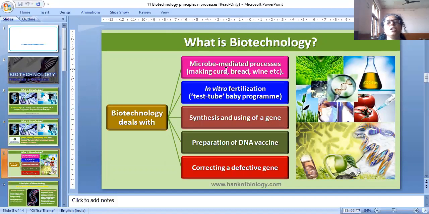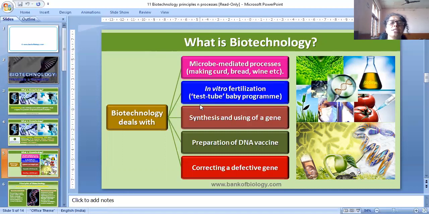Biotechnology deals with microbe-mediated processes, making curd, bread, wine, etc. In this lesson, we are learning about this one only, microbe-mediated processes. In the last lesson also, we had learned this. And in vitro fertilization, that is test tube baby programs, we already learned in the fourth lesson, the family planning lesson.